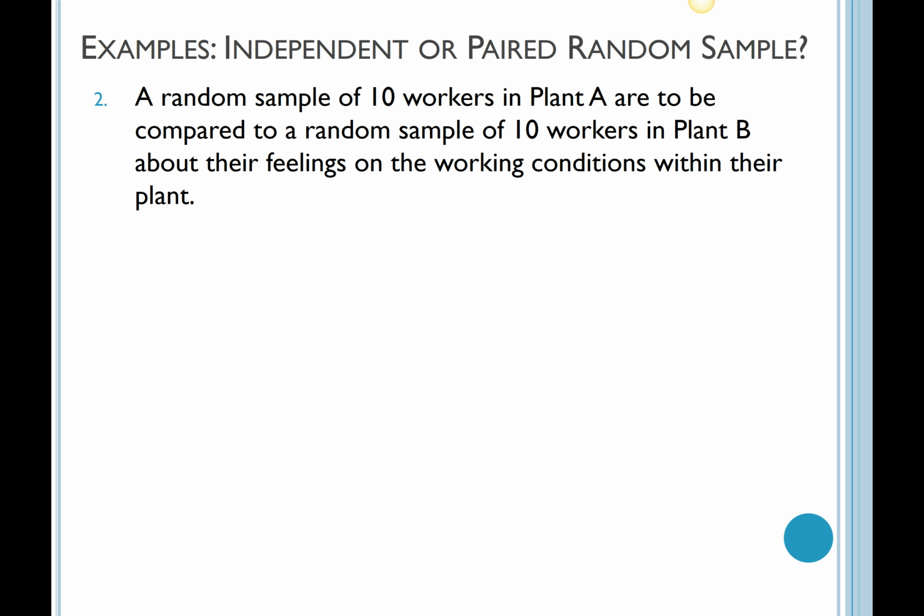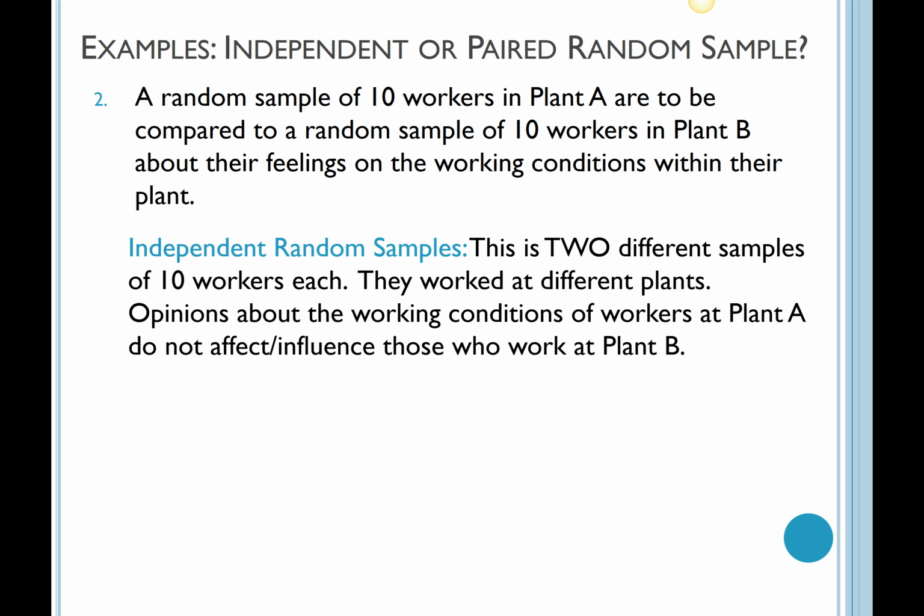But for number 2, a random sample of 10 workers in plant A is to be compared to a random sample of workers in plant B about their feelings on the working conditions within their plant. So here, this is going to be a good example of an independent random sample. And the reason that this is going to be an independent random sample is that you have two separate samples. You have 10 workers from plant A and you have 10 workers from plant B.